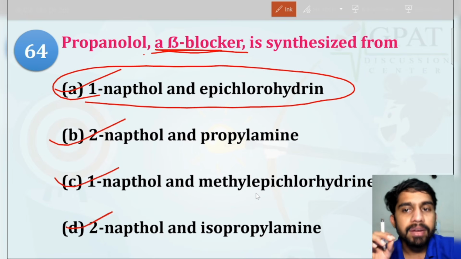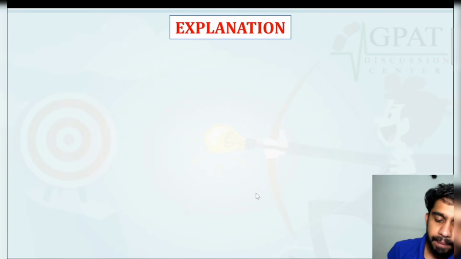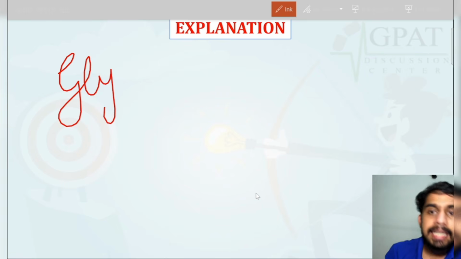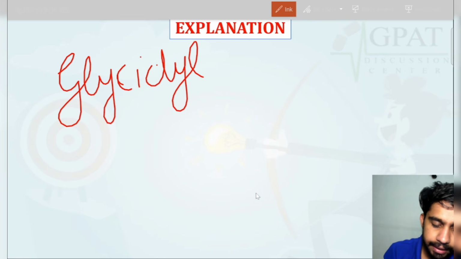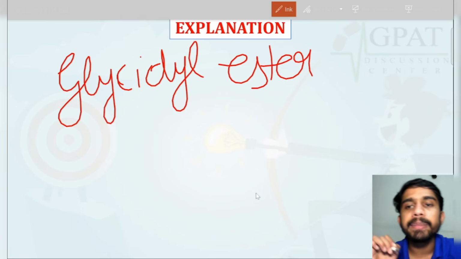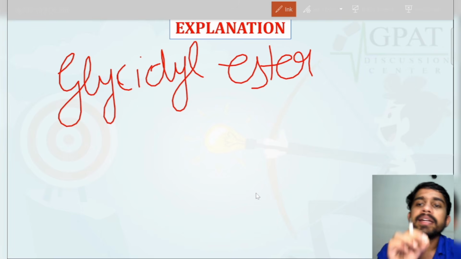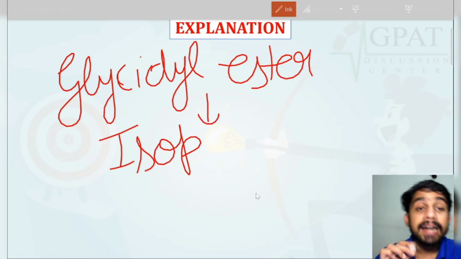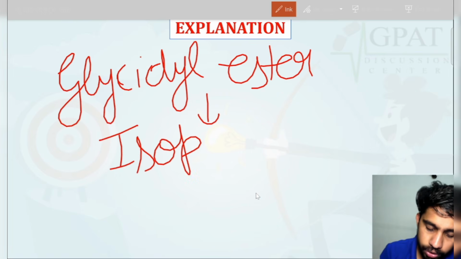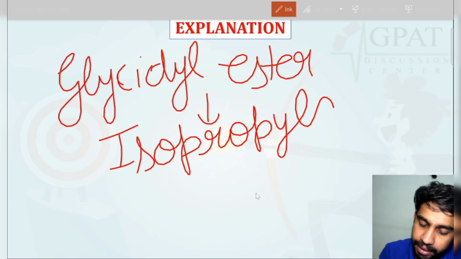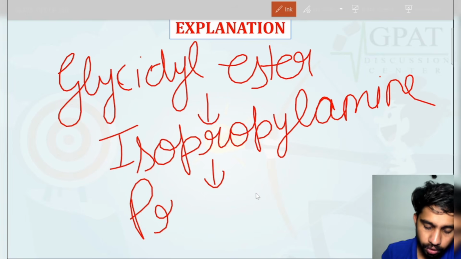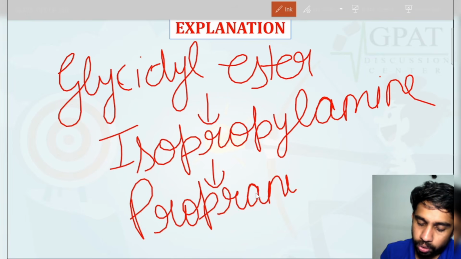Let's understand this: when we combine 1-naphthol with epichlorohydrin, it results in the formation of a glycidal ester as an intermediate. That glycidal ester then reacts with isopropylamine, and this results in the formation of propranolol, that is your beta blocker.